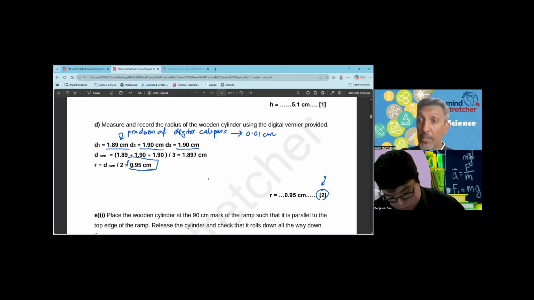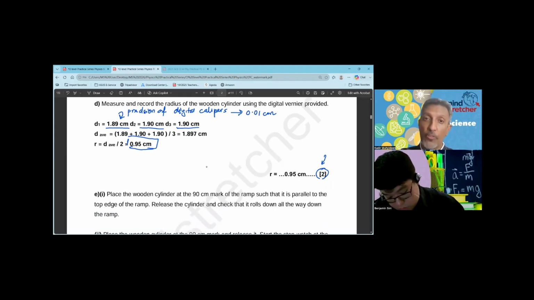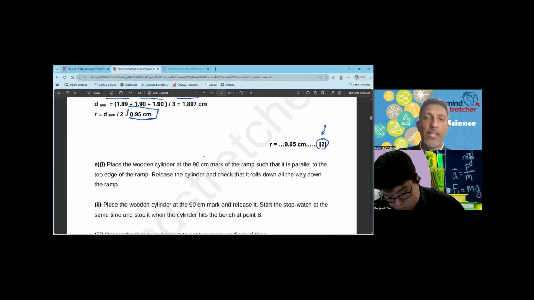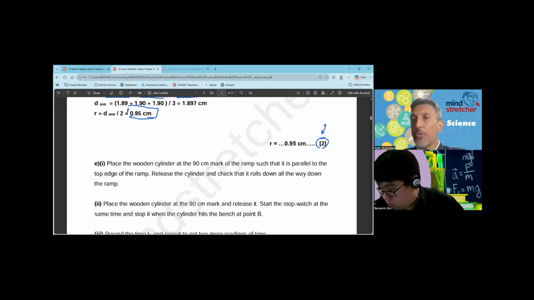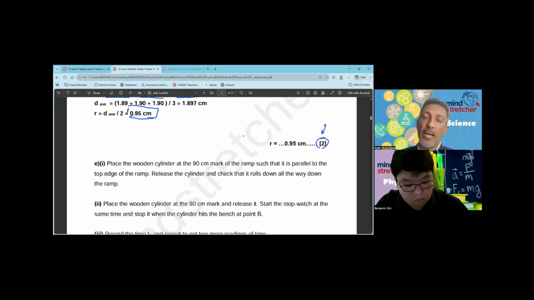The micrometer screw gauge is 0.01 mm. Okay, guys, the point I want you to take note of is the radius. In this case, the reason why it's 2 marks is because you're expected to do the average.